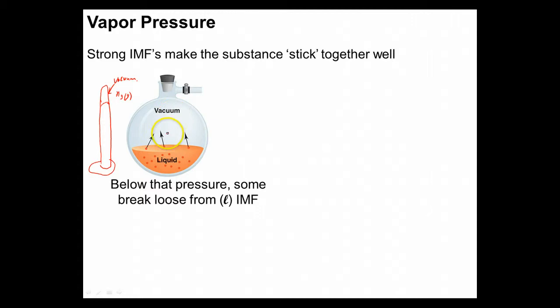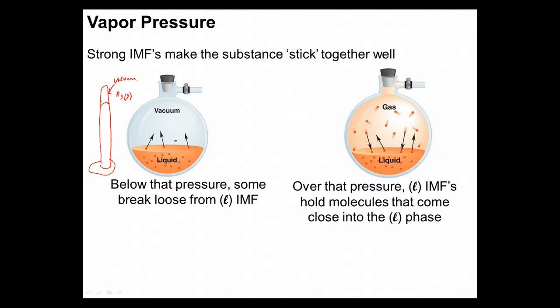Now, if we drop the pressure lower, some of the liquid's going to pop into the vacuum and fill it with a higher pressure of that liquid down in the gas phase. If I then start pressurizing this, more of the gas phase molecules are going to bump into the liquid, stick and stay liquid phase. And so we're going to have that thing that we're calling our vapor pressure.